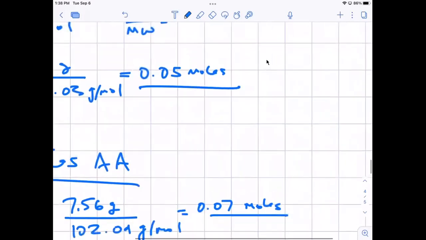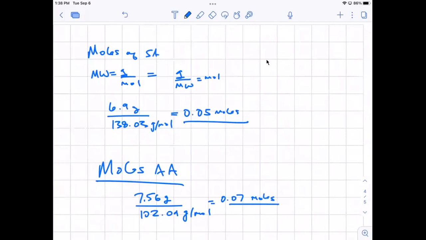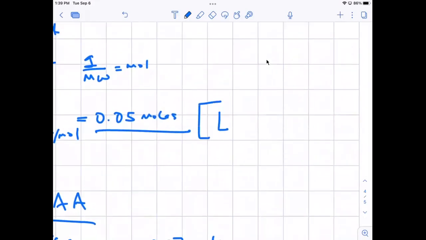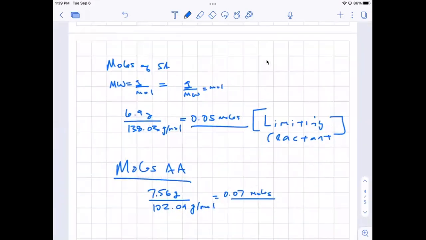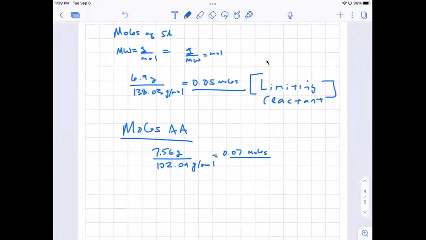Now, I'm going to ask this question to see if you remember this from GChem. Which one of those do you think is going to get used up first? Salicylic acid. There's less of it present. Is that right? So you have 0.05 moles of that. It's going to react with 0.05 moles of acetic anhydride, and you're going to have 0.02 moles of acetic anhydride left over. So we can already identify this as the limiting reactant. That's going to control how much product we get. All right. Everybody okay with that? Any questions about that?